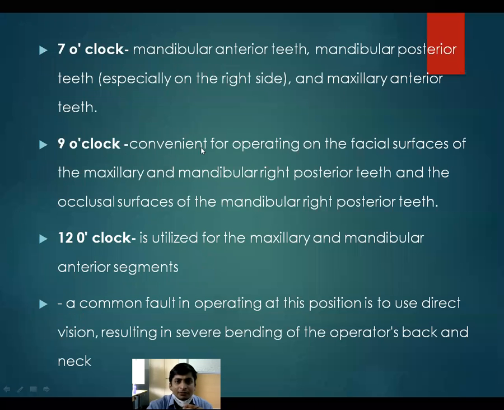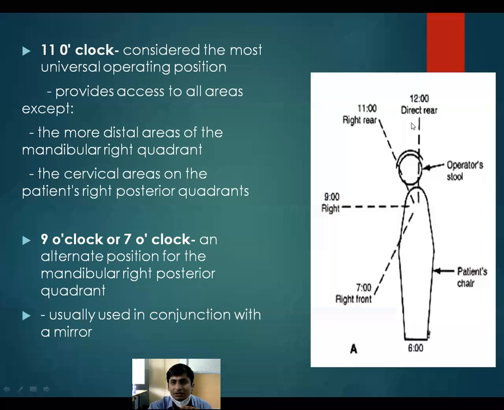Next is 9 o'clock, convenient for operating on the facial surface of the maxillary and mandibular right posterior teeth and the occlusal surface of the mandibular right posterior teeth. The 12 o'clock position is utilized for the maxillary and mandibular anterior segment. So when you are doing your mandibular anterior teeth, you are sitting in the right rear position.